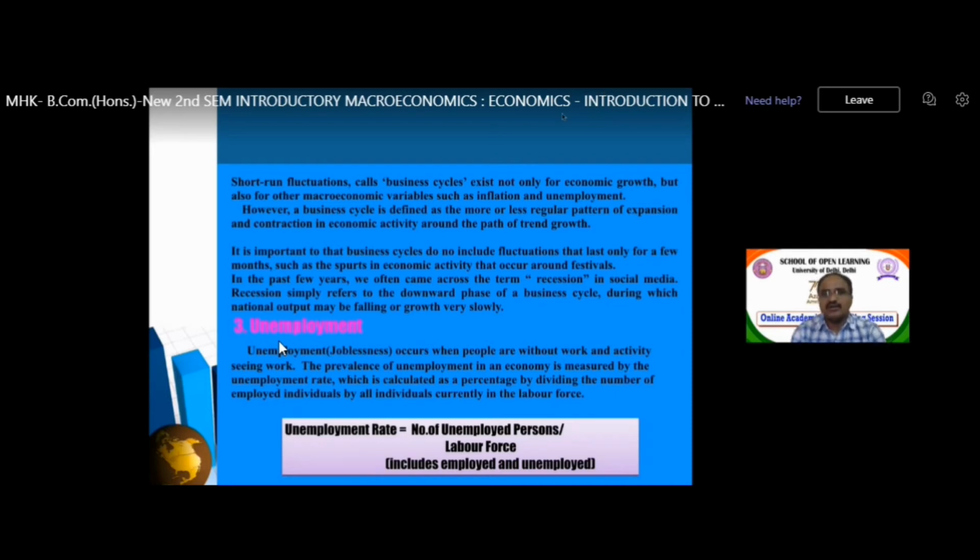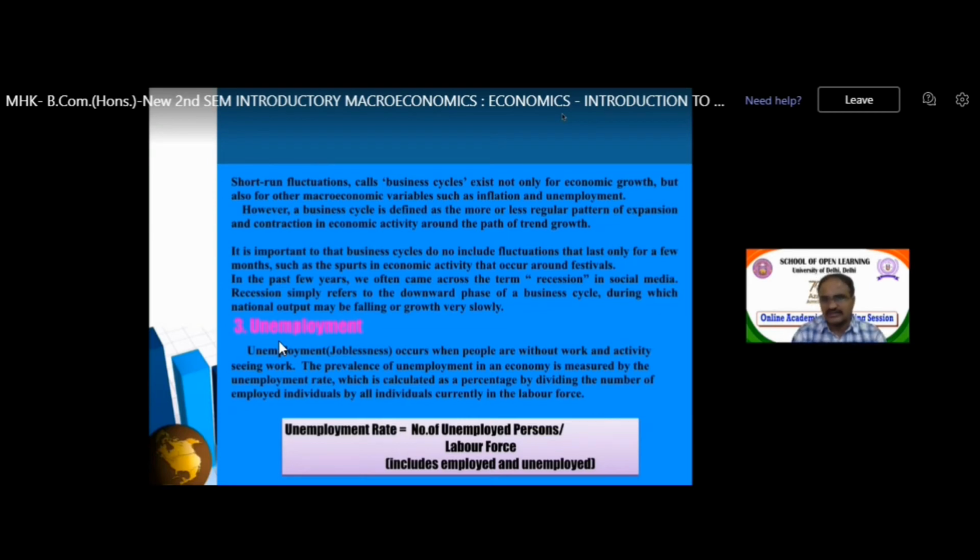Okay, unemployment occurs when people are without work or seeking work. What is unemployment? Unemployment is the rate at which people are willing and able to work, but they couldn't get work. Simply said, unemployment is being willing and able to work, seeking work, but not being able to get work. Simple. So the prevalence of unemployment in the economy is measured by the unemployment rate.